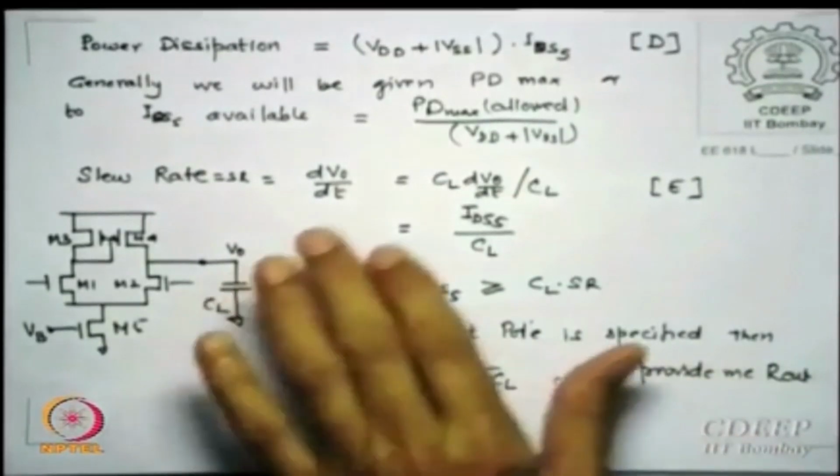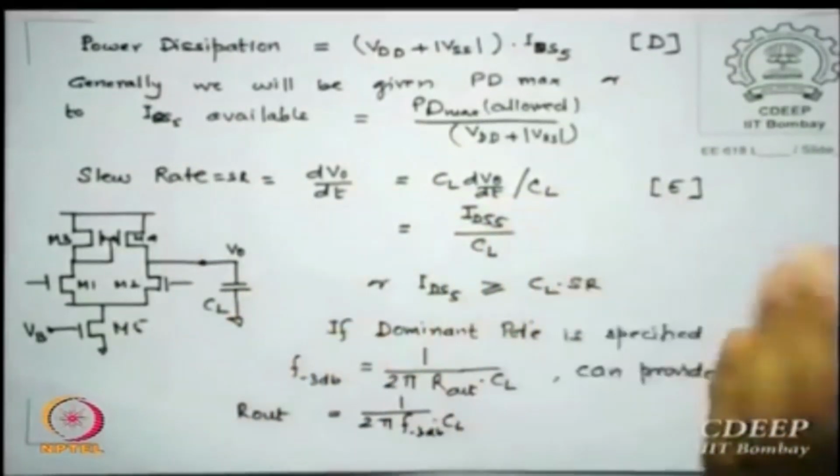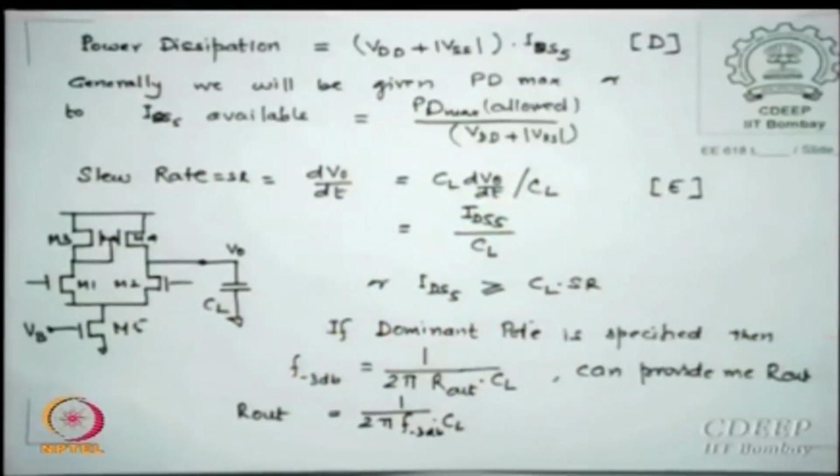Please remember this is for one arm. In fact, if there are 5 arms you have to divide by 5, that is the power in each arm you have to get, and then find the IDS5, because at any time a gradient should not be created. So this is one term which is limiting currents.